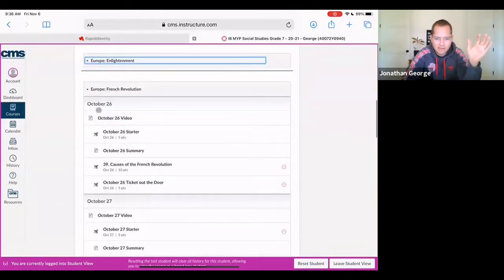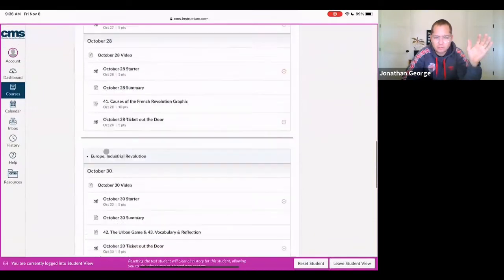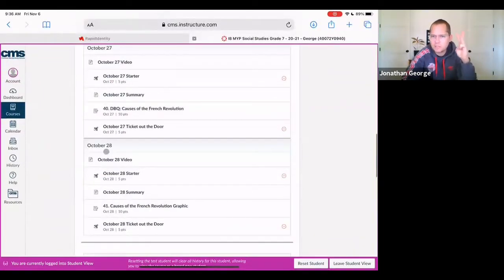So I'm going to minimize that. Then I have the French Revolution. I separated Enlightenment, French Revolution, and the Industrial Revolution because it was getting a little too long for me. So that's what I did. I just restructured a little bit.